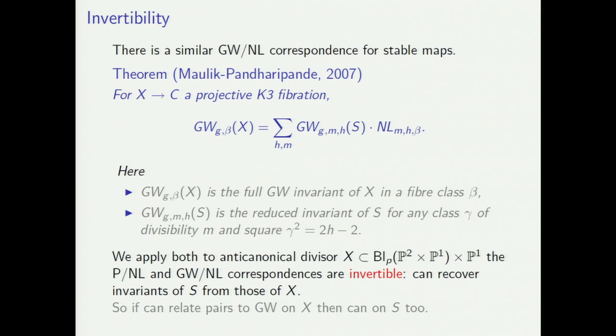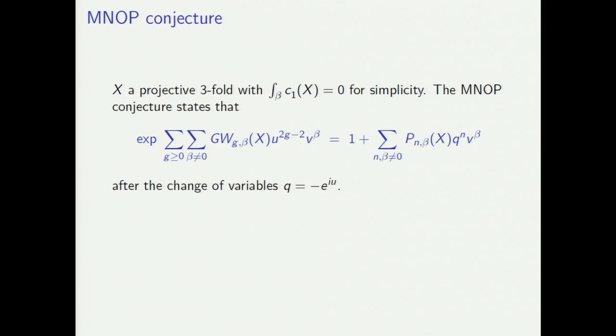And we're going to apply both to an anti-canonical divisor, a certain K3 fibration, which is chosen so that these correspondences are invertible. In other words, we choose a particular X such that once you know the Gromov-Witten theory of X and all these Noether-Lefschetz numbers, you can recover these guys. Okay? Because these are really what I'm interested in. I'm interested in the Gromov-Witten theory of K3 surfaces, but I'm going to choose global X's to which I can apply the MNOP conjecture, for which I can recover the invariants of S from all these invariants and all these numbers. All right? So such a thing exists.